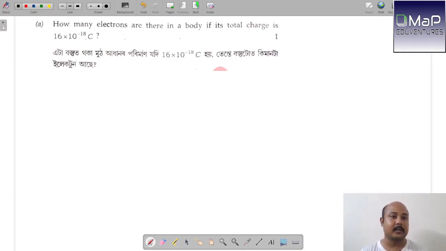The question was, how many electrons are there in a body if its total charge is 16 into 10 to the power minus 18 coulomb.